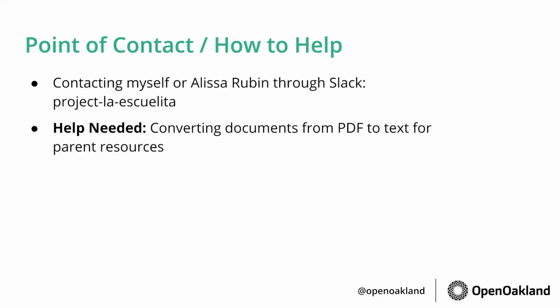So next, we have ways you can get in touch with us. You can contact either myself or Alyssa Rubin through Slack, in our project La Escuelita channel. You can just search that if you want to add the channel and check us out, or just message us directly. The help needed is converting these documents and just seeing how they perform. The platform that we're using is Google Sites, so we just want to make sure that these documents can potentially be converted into a readable text format from their PDF file.